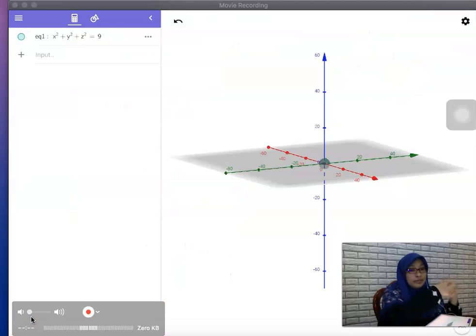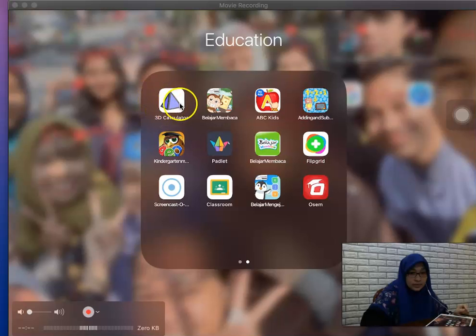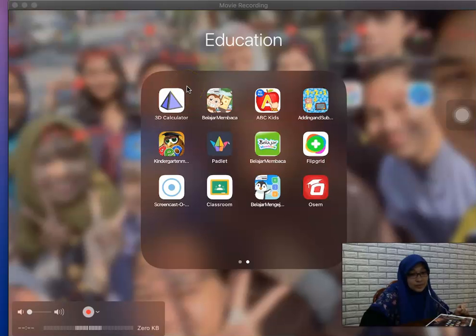Here I want to share with you how you can check whether your answer is correct or not using any apps or software. For this one, I'm using a 3D calculator. It's an app that I already installed on my iPad. But if you just use your laptop, you can just Google and use the keyword 3D calculator.